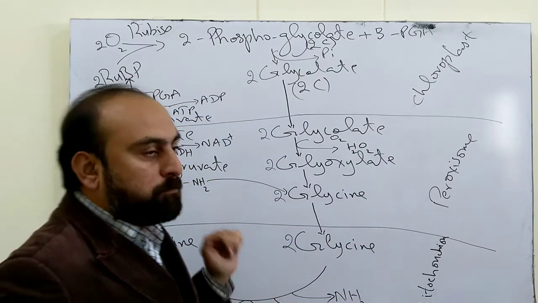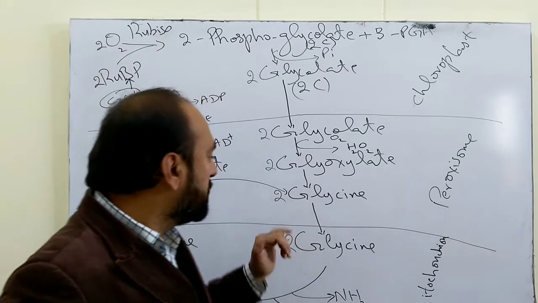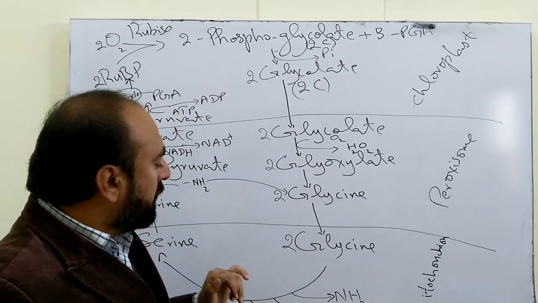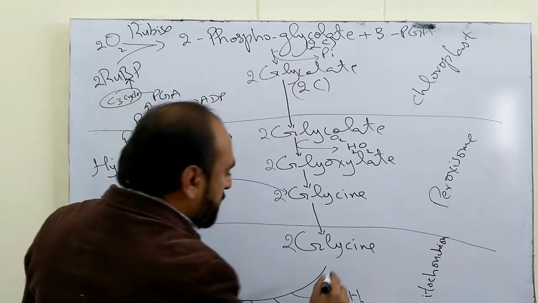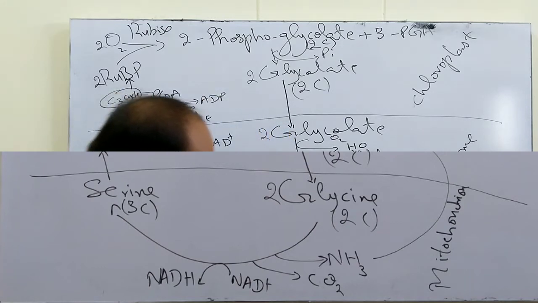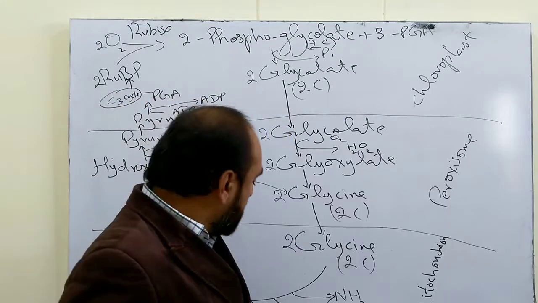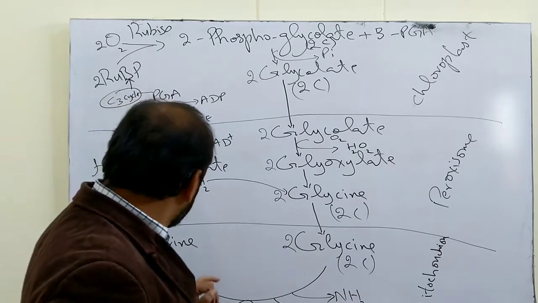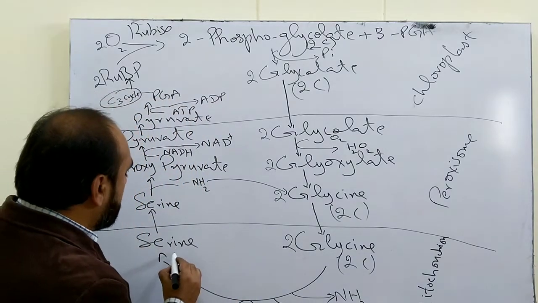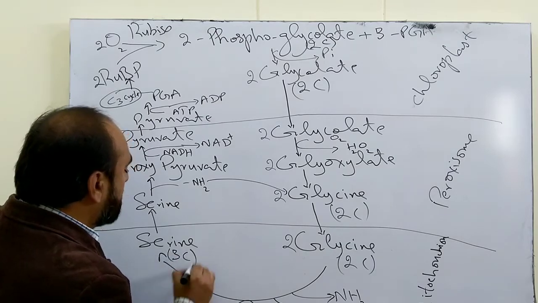This glycine is a 2-carbon amino acid. This glycine moves to mitochondria, where it loses 1 carbon dioxide. So there are 2 molecules of this glycine, so a total of 4 carbon. It loses 1 carbon dioxide and is converted to another amino acid, serine. So this is a 3 carbon amino acid.